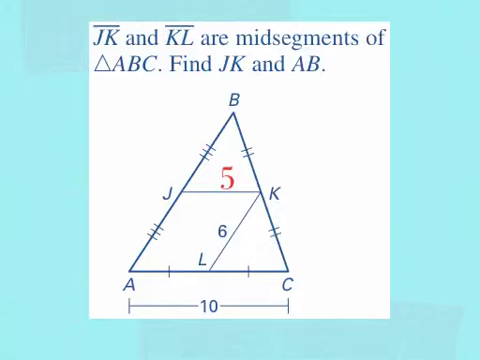And we're going to go the other way to find the length of AB. Notice we're not given the length of the triangle side there, but we are given that the midsegment LK is 6. If the midsegment LK is 6, then that means that the side that is opposite or parallel to it needs to be twice as much, which means that it is 12.